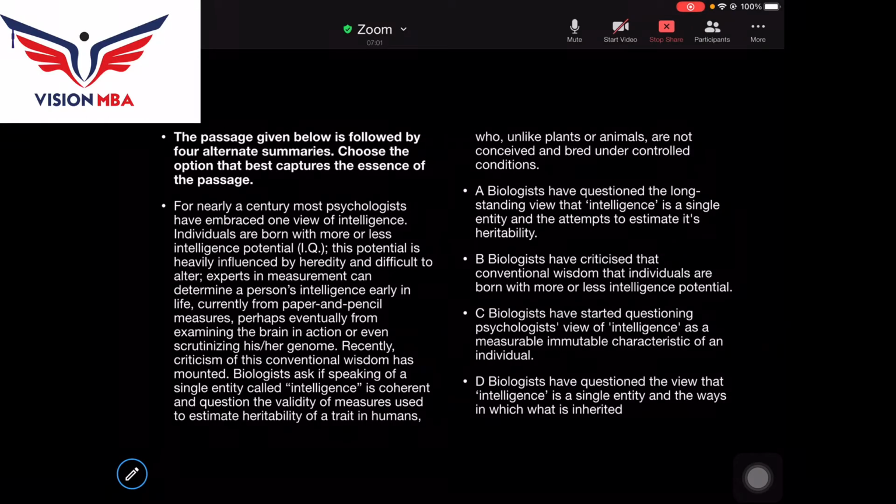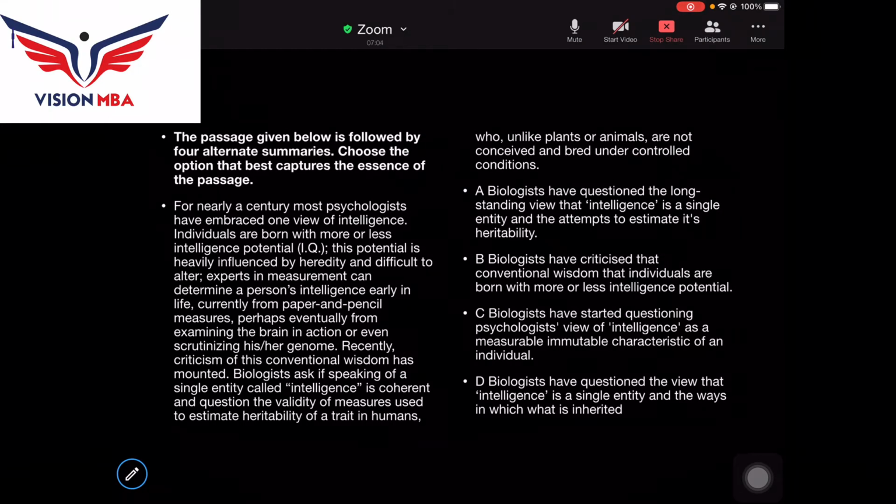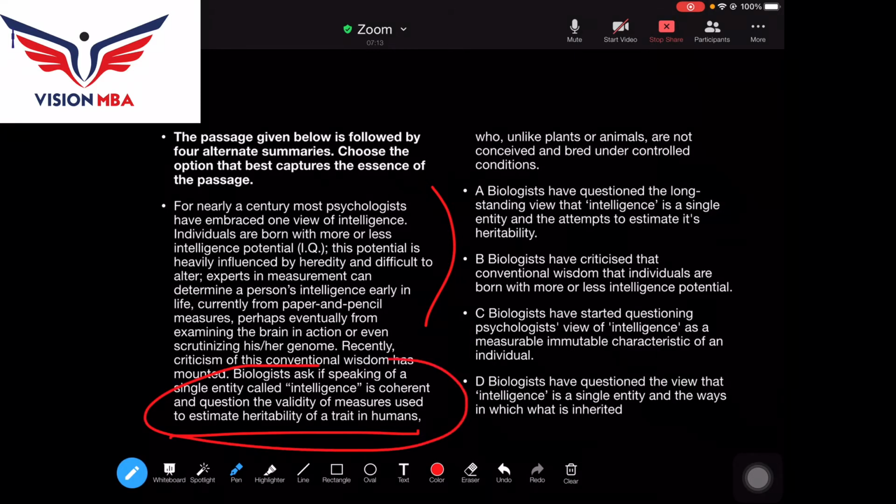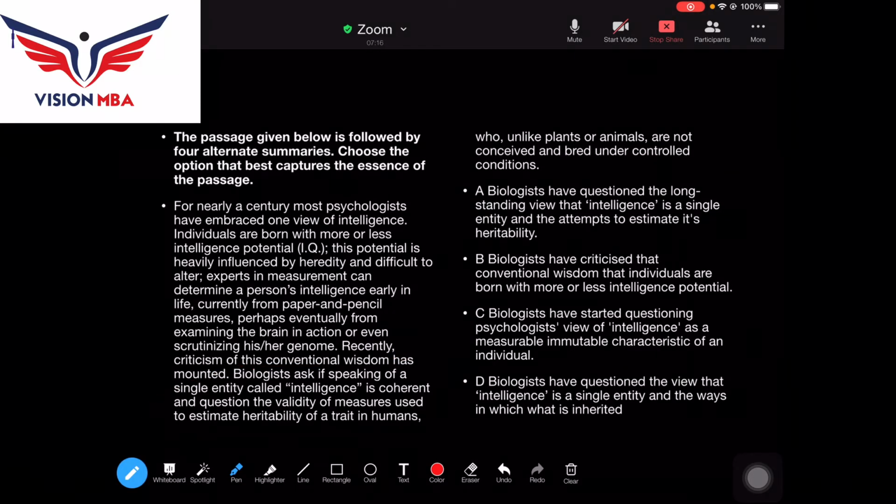Biologists have questioned the long standing view that intelligence is a single entity and the attempts to estimate its heritability. Okay, somewhere here it is also mentioned. So first it's saying something, and biologists are saying something. So this is what it is. Could be. I'll check the B. Biologists have criticized that conventional wisdom that individuals are born with more or less intelligence potential. They have criticized, but that is the only thing. Whether A has more data or more juice as compared to B, I think A got more content than B. So A is there. I will eliminate B.